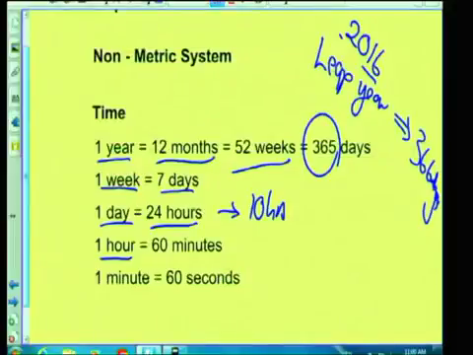1 hour, 60 minutes, and 1 minute, 60 seconds. Now you can see the jumps then are 60, 60, 24, and 7. They're very uneven, not nice and pretty like the metric system.